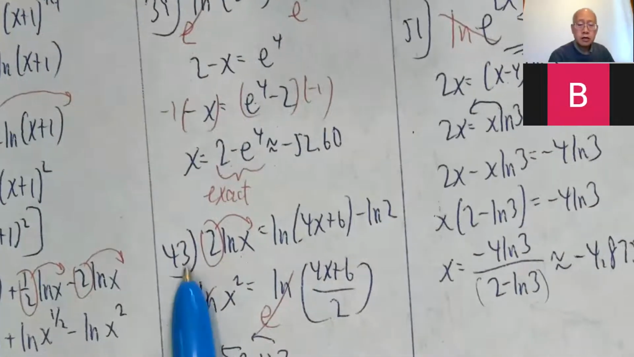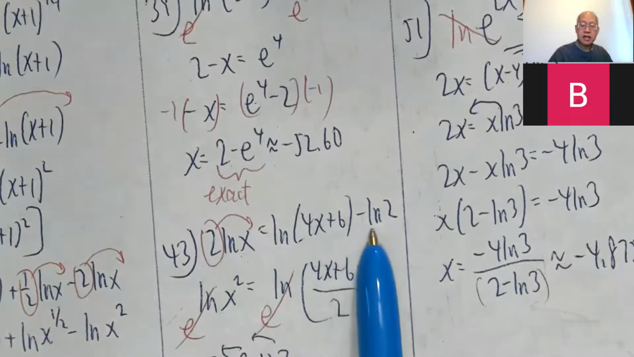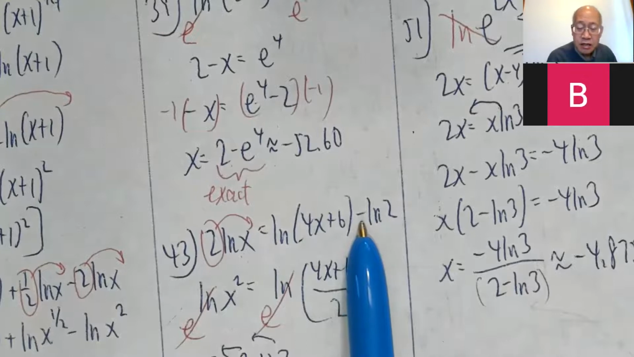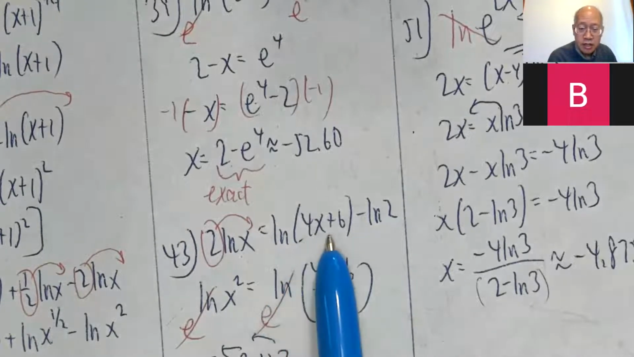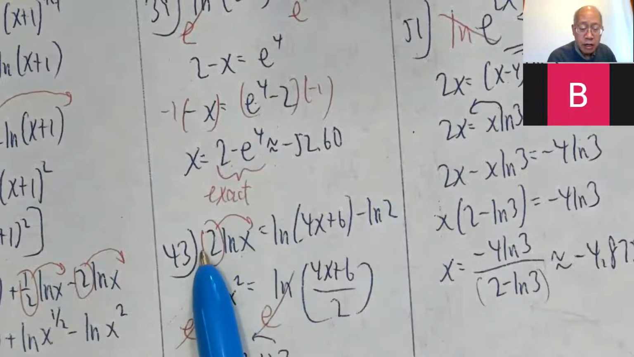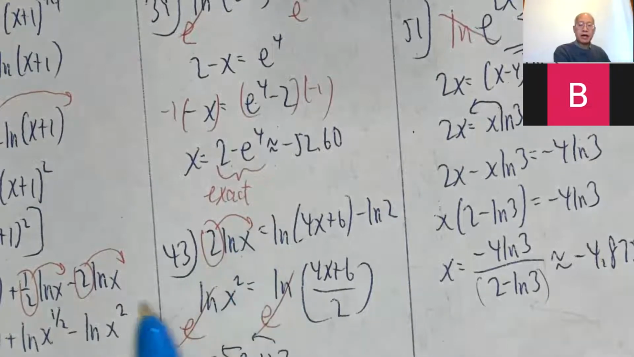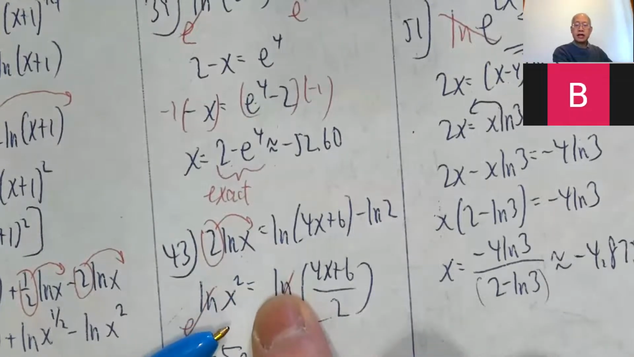Okay, 43. 2 ln x equals ln this minus ln this. This minus sign tells me I should write it as ln of a quotient. So it's ln of 4x plus 6 divided by 2. And I'm allowed to bring this 2 up, power property, right? Coefficient of 2, make it climb back up. So now it says ln of x squared equals ln of a quotient, 4x plus 6 divided by 2.